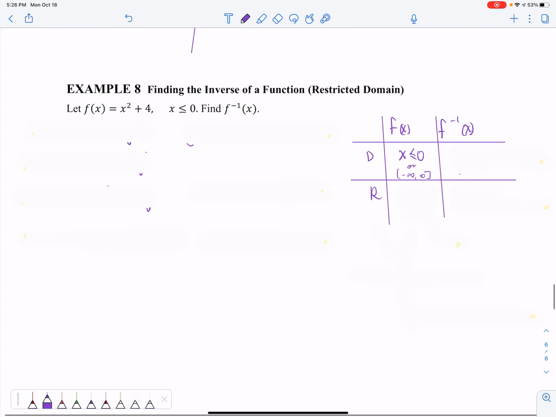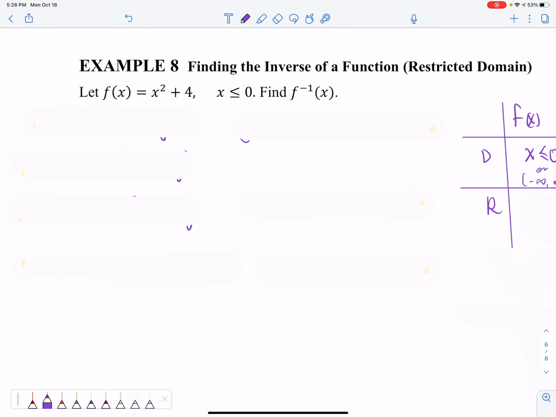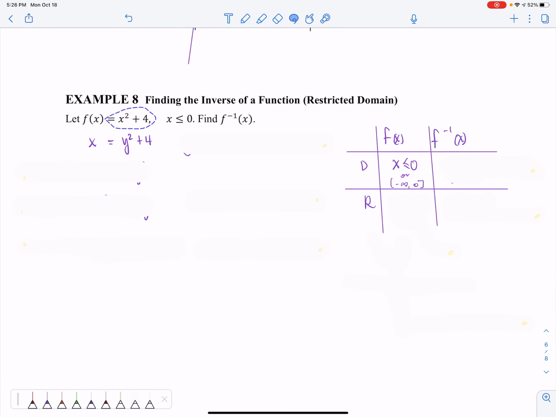All right, example number 8. So again, we are looking here for the inverse. So the first thing that we want to do is go ahead and trade our x's and our y's. Notice you do have a restriction that you need to worry about. If you think about what this graph looks like, this is a parent parabola that's moved up 4 units. I actually drew it down here at the bottom.